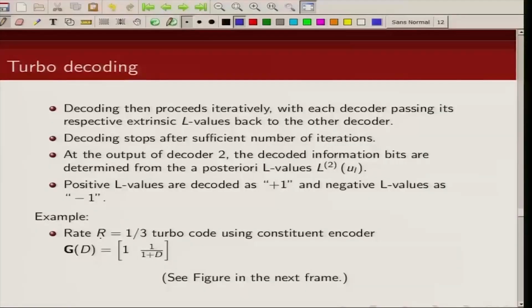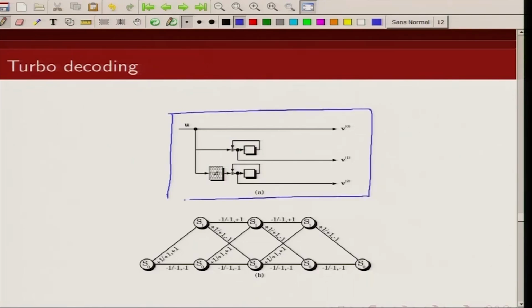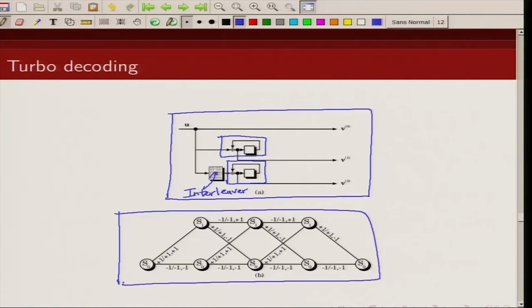We are considering a rate 1/3 turbo code where the constituent encoder is this 2-state encoder. So, our turbo code is this. Each one of them is using this 2-state recursive convolutional encoder. This is my interleaver, and this is the state diagram corresponding to these convolutional encoders.